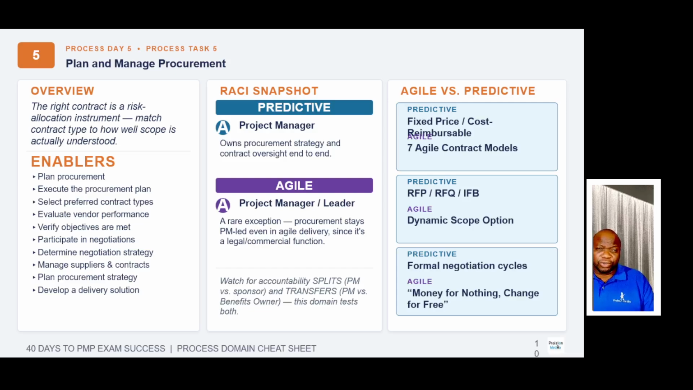Plan and manage procurement, getting into the idea of the different contract types, fixed price, cost reimbursable, time and material, all that stuff, and understanding the different terminologies RFP, RFI, IFN, IFB. All of these are things that are important for you on your PMP exam. Understanding formal negotiation cycles and also understanding negotiating tactics. Some of them are not that good, but being familiar with some of these negotiating approaches, if they appear in situational questions, you're going to know what to do with them.